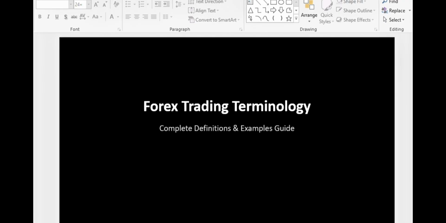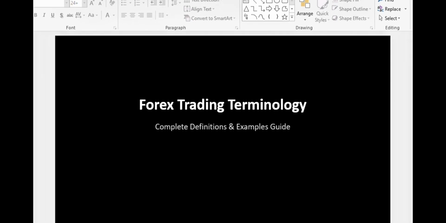So today we are going to be talking about forex trading terminology. There's complete definition, examples, and a guide. Always remember, forex is a risky game. So trade only with what you can afford to lose. Always remember this. Trade only with what you can afford to lose.